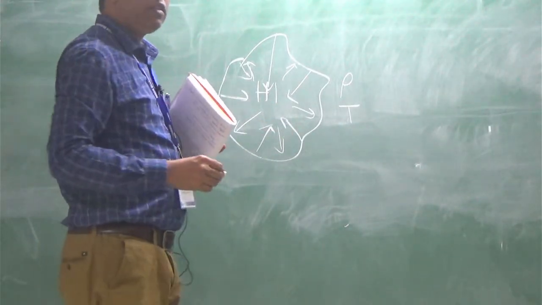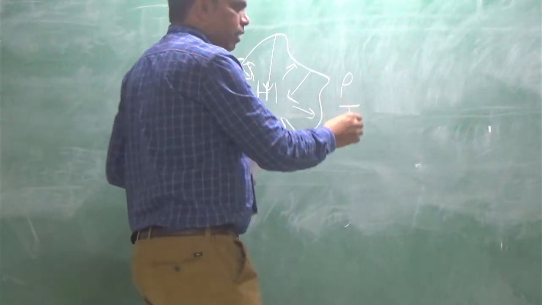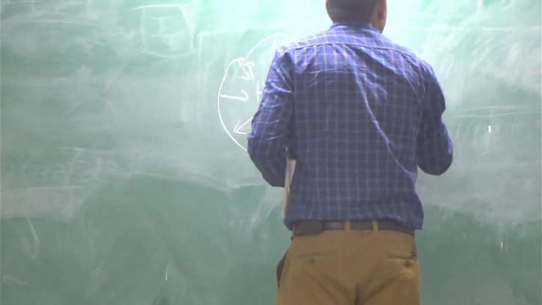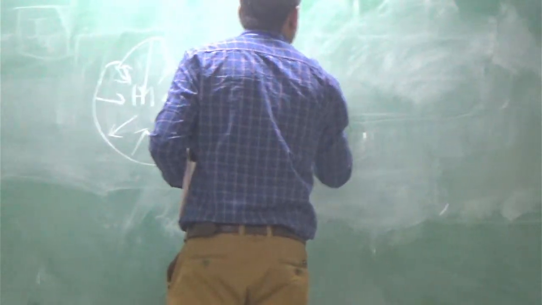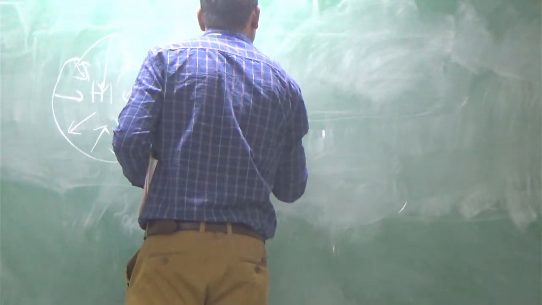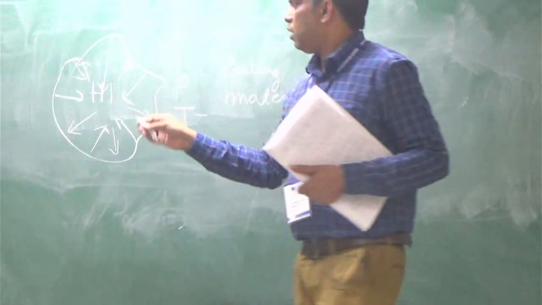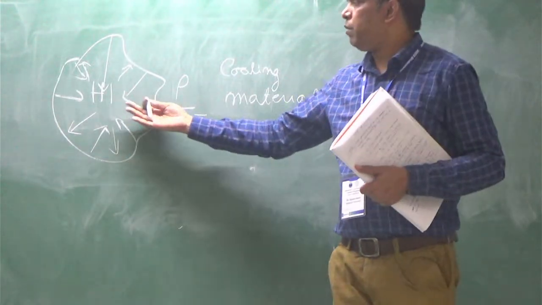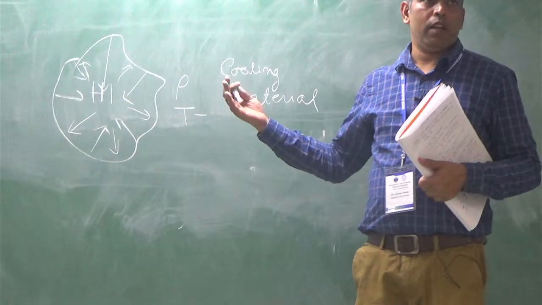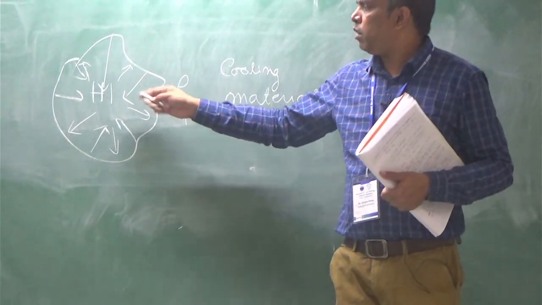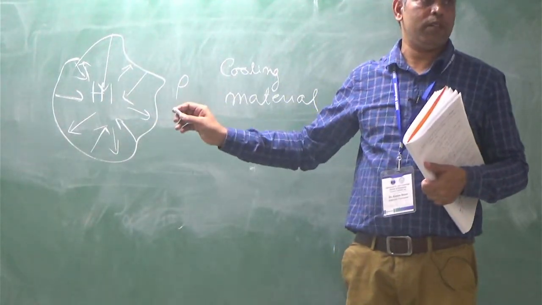Now you need some mechanism to actually reduce the outward gas pressure. And how can you reduce it? You have to reduce the temperature. So you need some cooling material, which can take away some amount of heat from the system, and that will allow this cloud to sink further.